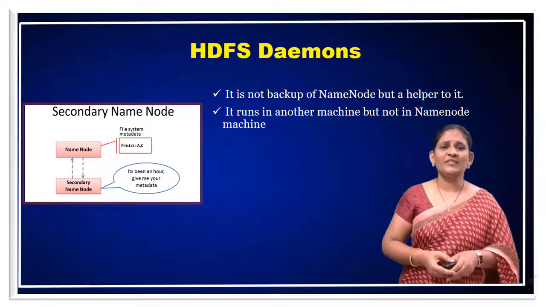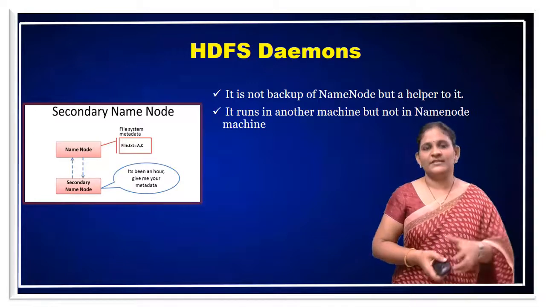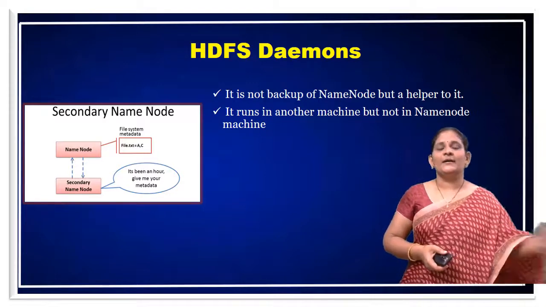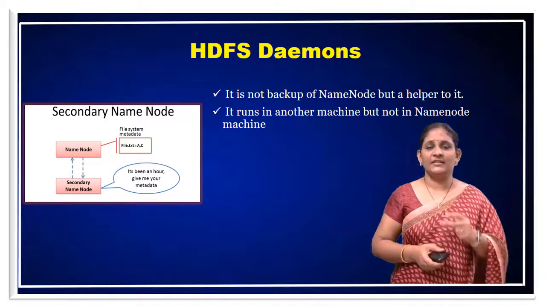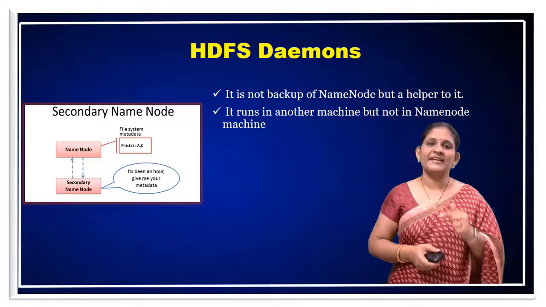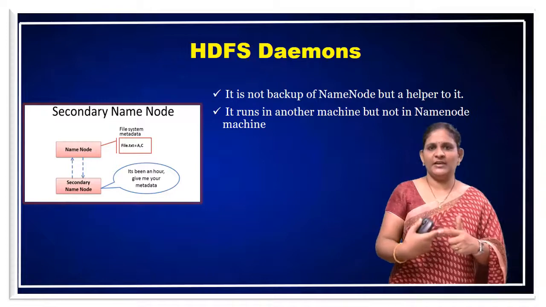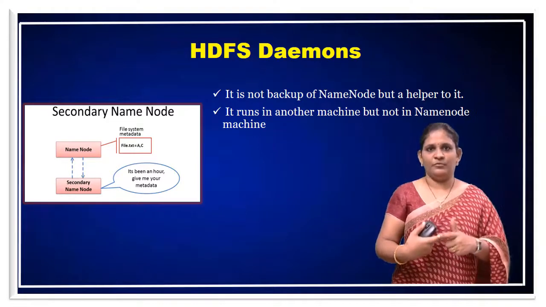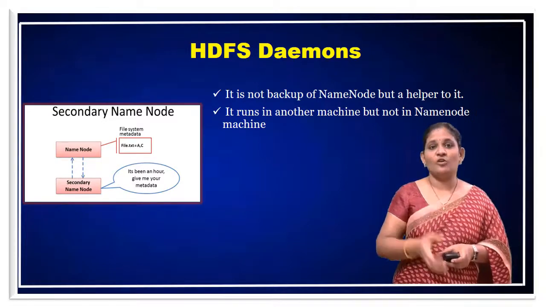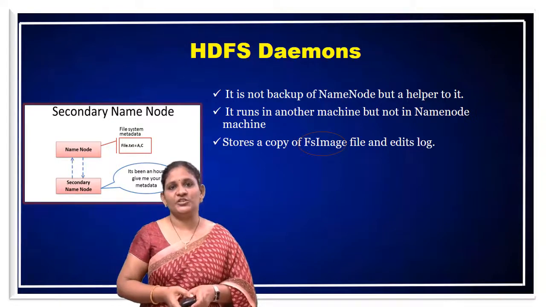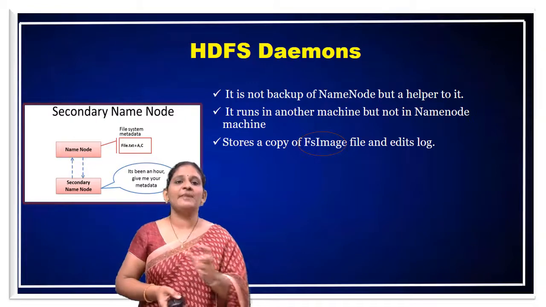Okay, students, fine. So what is the role of secondary name node? What kind of help will it do to the name node? We will see that. As I said in the previous slides, the name node maintains the metadata. Metadata describes the original data, which block is stored in which data node. That information is held by the name node, isn't it? So students, the name node will maintain this metadata in a file called fs image file.